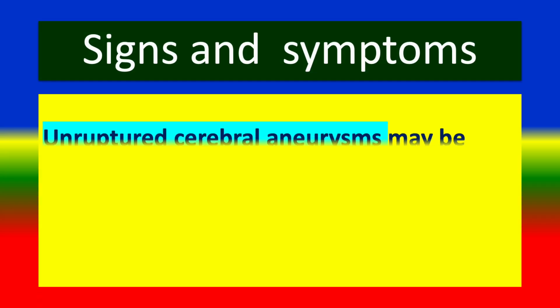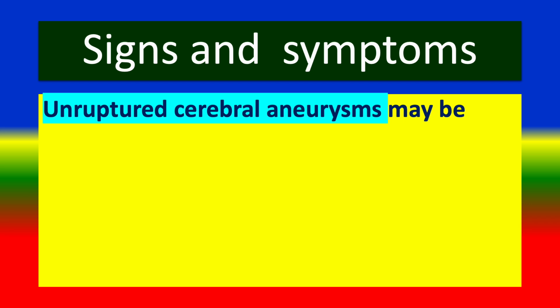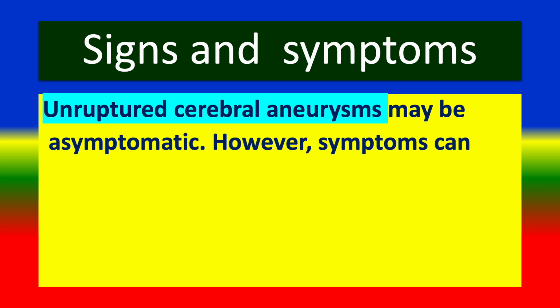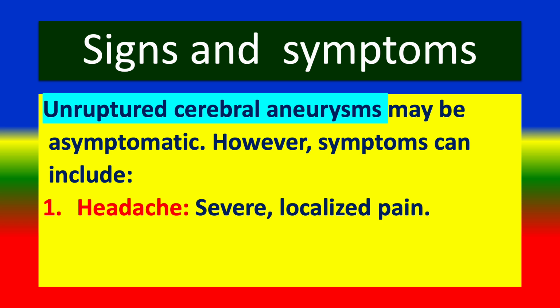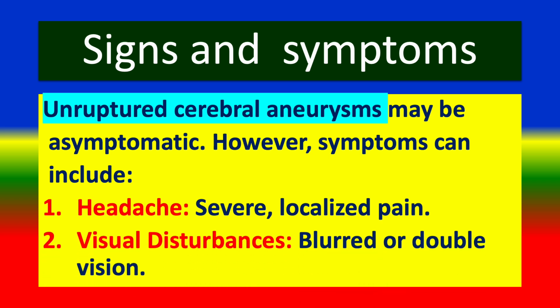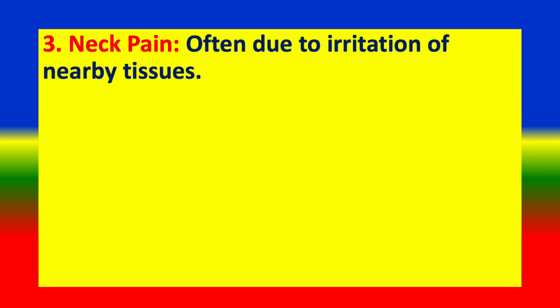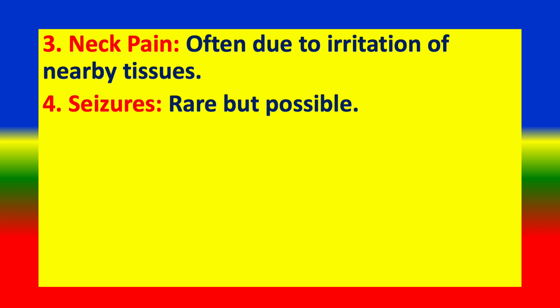Signs and symptoms. Unruptured cerebral aneurysm may be asymptomatic. However, symptoms can include 1. Headache, severe localized pain. 2. Visual disturbances, blurred or double vision. 3. Neck pain, often due to irritation of nearby tissues. 4. Seizures, rare but possible.